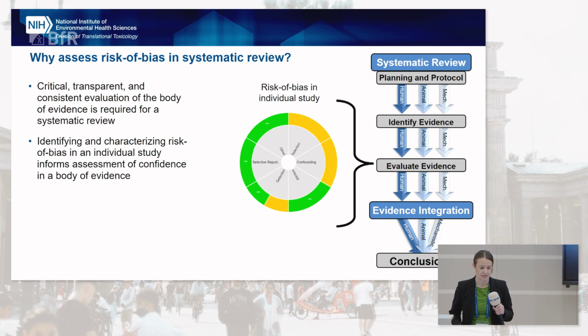We assess risk of bias as the third step in our systematic review process. So the first step will include planning and protocol development, followed by identifying the evidence, which is where we conduct a literature search and screen relevant studies based on our PICO statement. And then the third step here is evaluating the evidence, and that is where we assess risk of bias in individual studies. Following that, we have our evidence integration. So this risk of bias assessment is important and informs our assessment of confidence in a body of evidence.